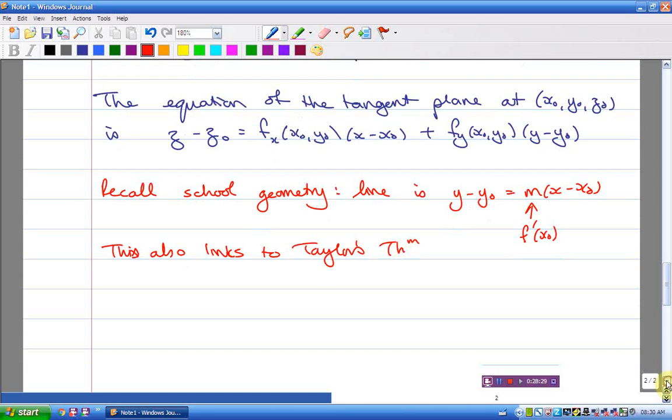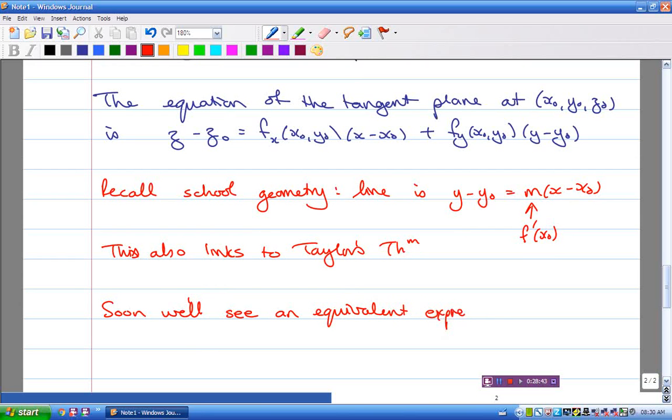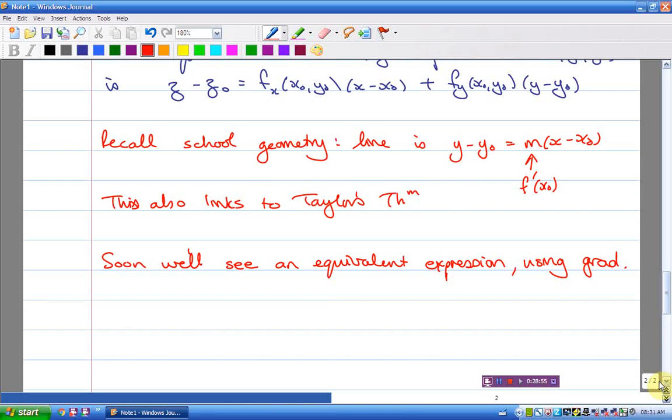But also, what was the other thing I wanted to say? Oh, okay. We'll see an equivalent expression using grad. And again, that might not make sense right now, but in a week or so's time, that will make sense.